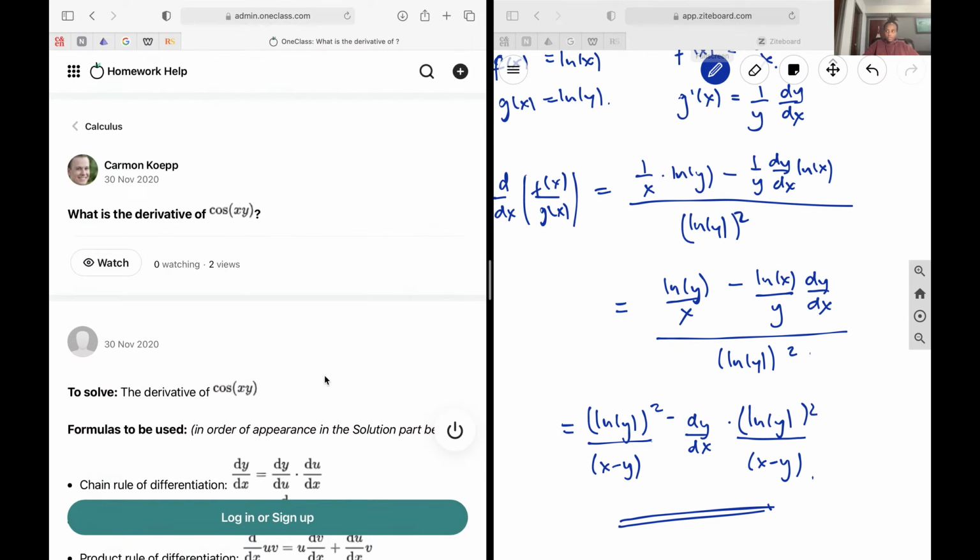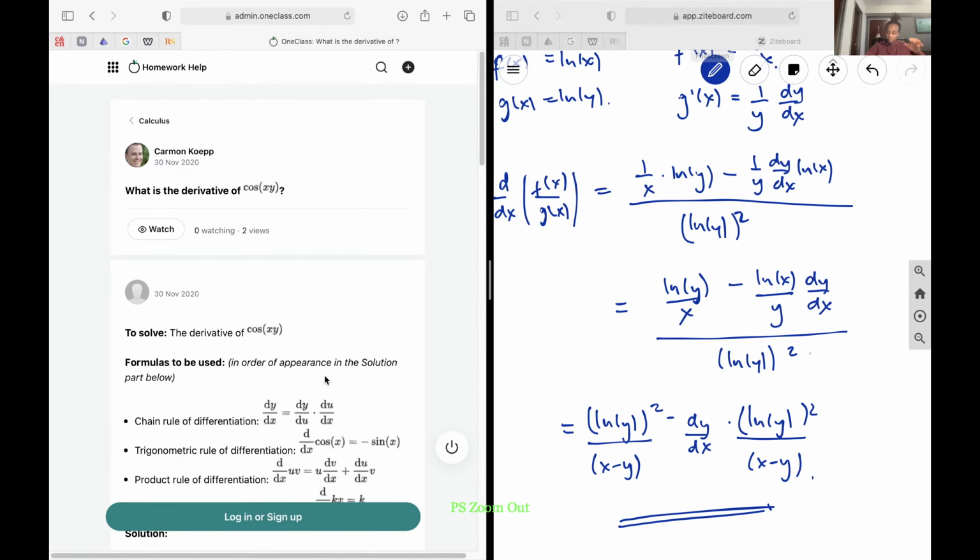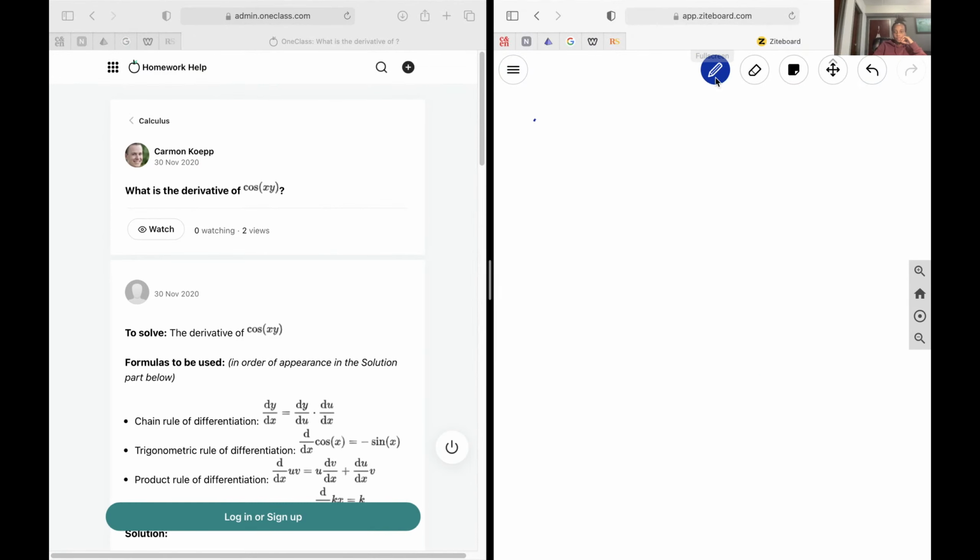Okay, next up, I'm looking for the derivative of cos xy. Let me just write down the rule that I talked about in the last question. If I have f of g of x and I'd like to find its derivative, I'm going to take the derivative of f as a function of g of x over dx, and then I'm going to multiply that by dg over dx.